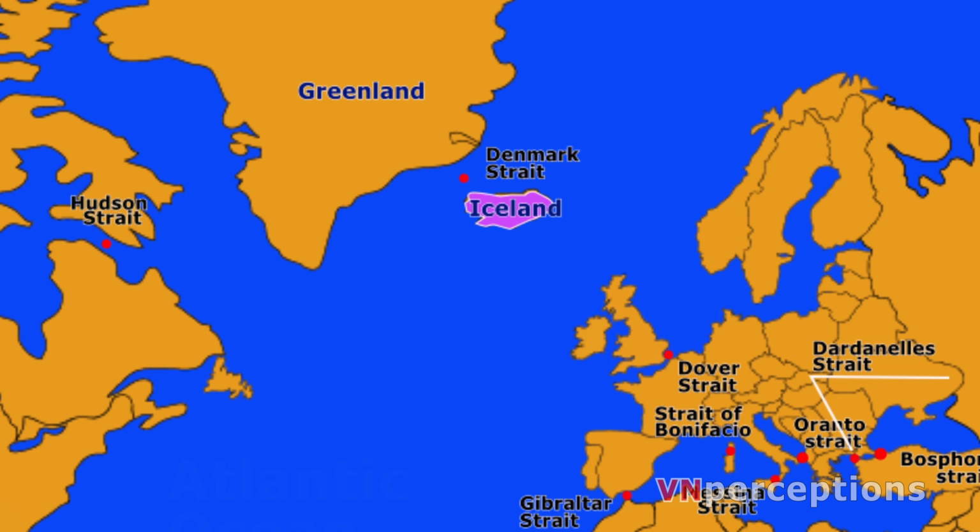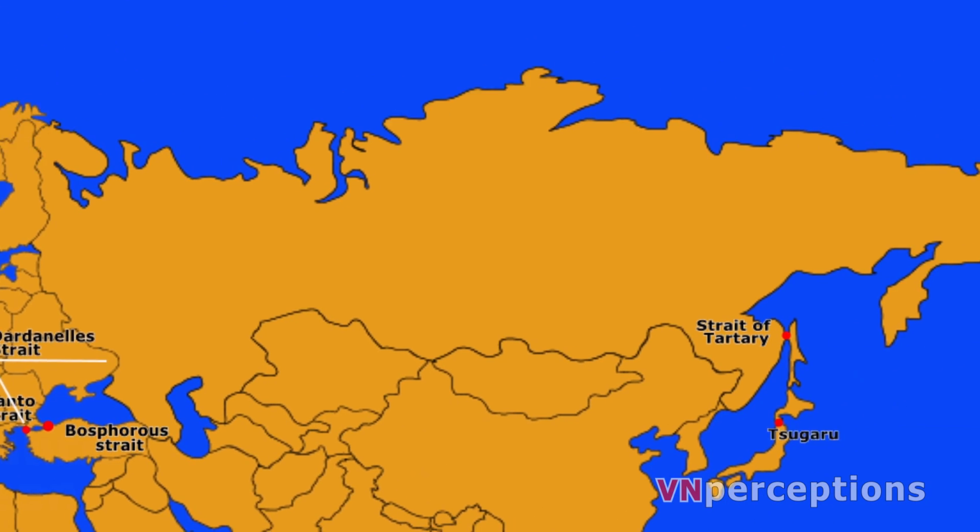Then it is the North Channel. It is a strait between northeastern Ireland and southwest Scotland. It connects the Irish Sea with the Atlantic Ocean. Coming to straits found along the Arctic Ocean.